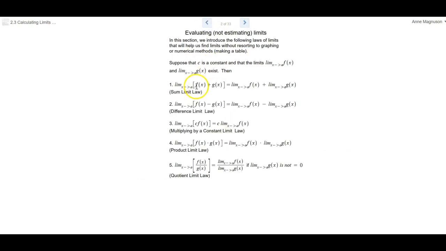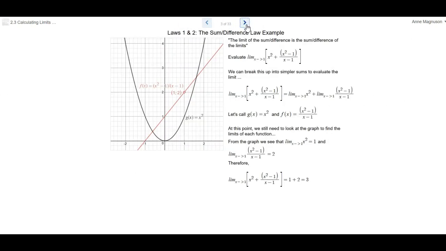So the first law is telling us that if we have the limit of the sum of two functions, we can find that by finding the limit of each function and adding them. And the same goes with subtraction. So let's look at this function. Here's an example. Another way to word this law is the limit of the sum is the sum of the limits, or vice versa. It applies with difference too.